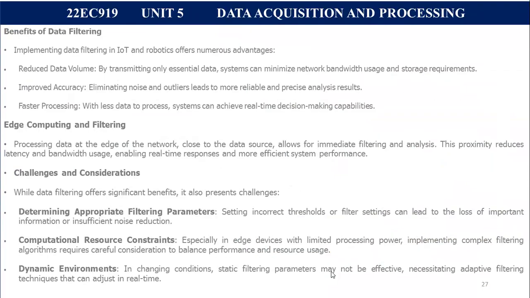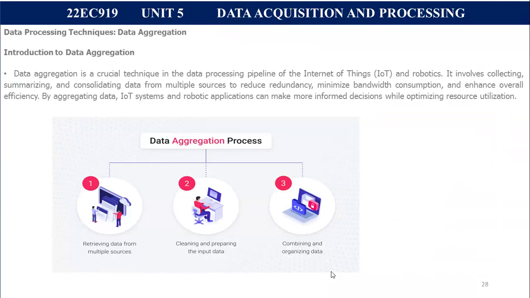So what will be the benefit? Like I told earlier, the data volume will be reduced. Hence, we can produce improved accuracy, and the processing also will be faster if the data volume gets reduced. Edge computing and filtering: edge computing at the device level itself is going to filter the data and process it.